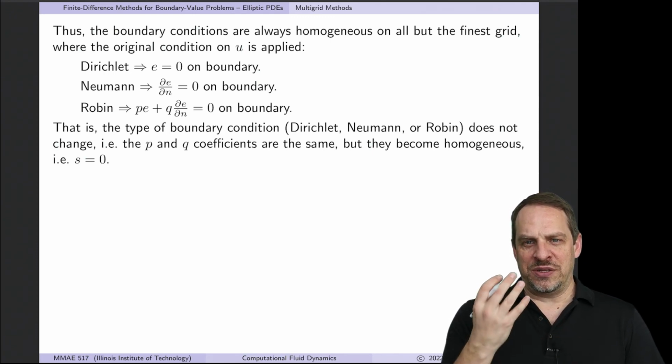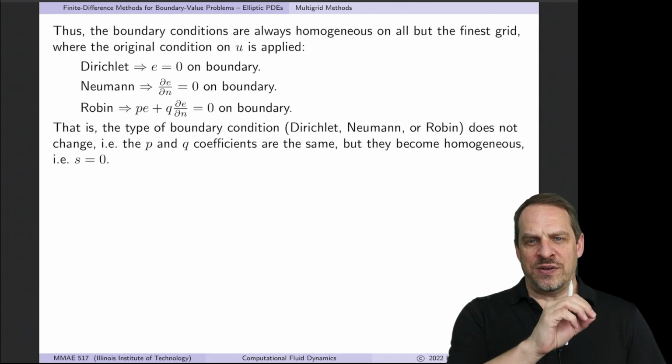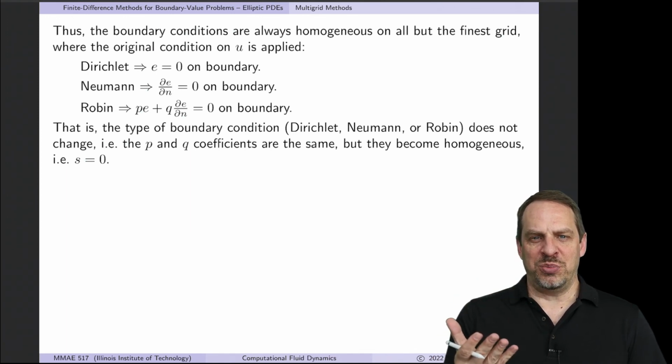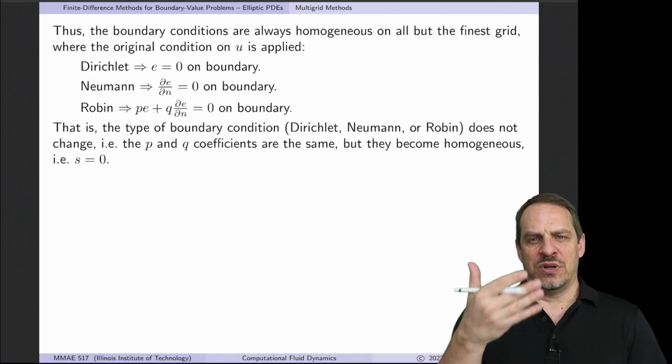Now if I think about it, this makes sense, right? If I had a Dirichlet boundary condition, U is equal to 5, and I could specify a Dirichlet boundary condition for the error, what would I want it to be? Well, of course, I want the error to be 0, and that's exactly what happens. I specify the error to be 0 on the boundary.